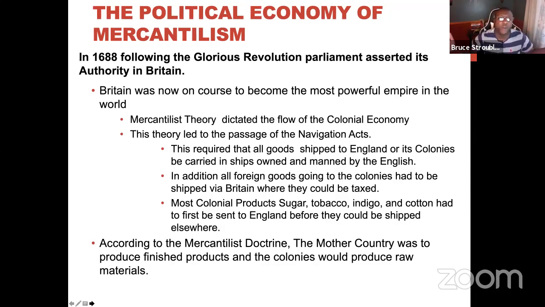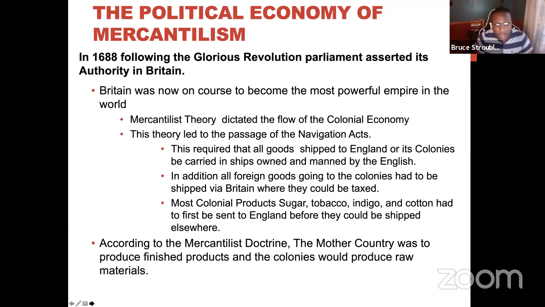And this is also a result of their mercantilist theory. Now, this is an economic philosophy, or the way they operated their colonial economies. This will lead to the passage of the Navigation Acts. Now, the Navigation Acts were different laws that the British Parliament put in place that allowed them to control all goods coming out of their colonies. It required all goods to be shipped to England or to English colonies, and to be shipped on English ships. So they were cutting out their competition.